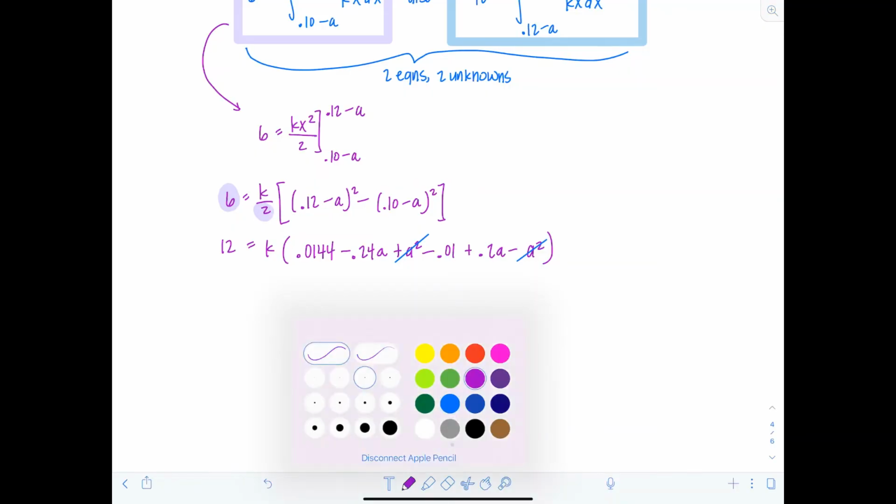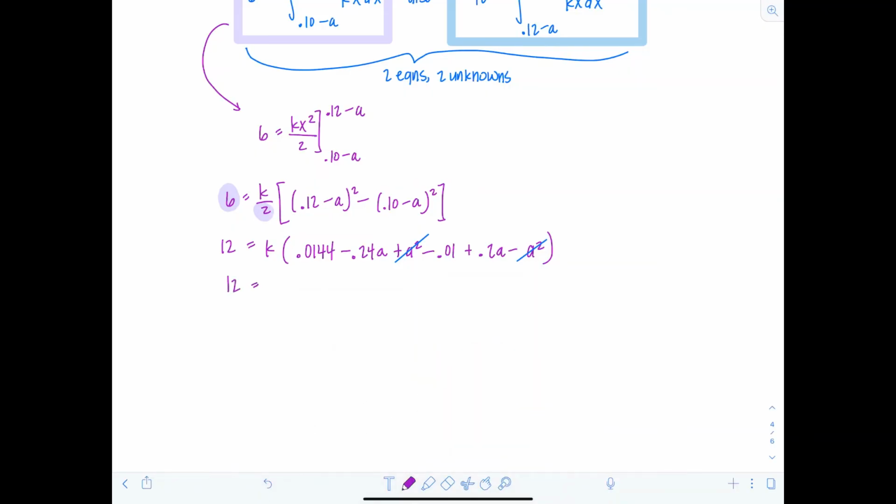And then I can combine my like terms, so I have 12 equals k times, I can combine these guys here. So I have 0.0044 minus 0.04a. I'm just going to leave it like that for now, okay? So put this on the back burner, and then now we're going to evaluate the other integral that we have. So the other one, where are you? This one.